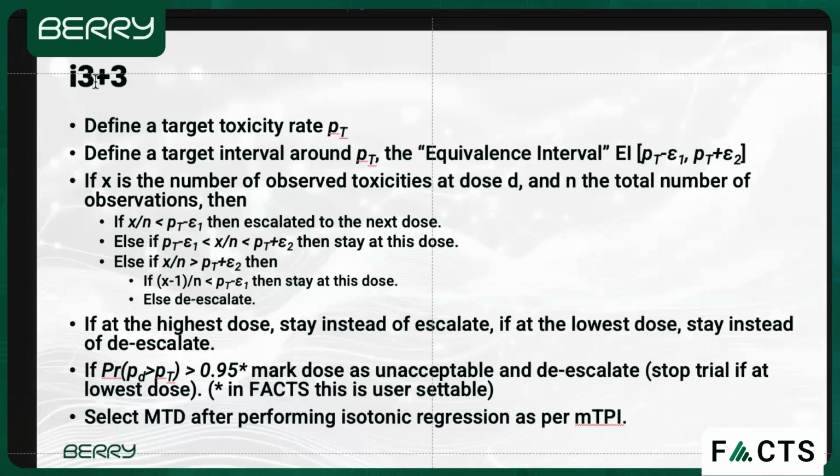One small wrinkle of the i3+3 is that if it's above the upper bound, it does one further check, which is it looks at X minus 1 over N. And if that is below the lower bound, then you're allowed to stay at the dose. Otherwise, you de-escalate. And then the same, if you're at the highest dose, you can't escalate. If you're at the lowest dose, you can't de-escalate. And there is the same test for marking doses as being unacceptable. You can't re-escalate to them. And the same isotonic regression after, as in mTPI.